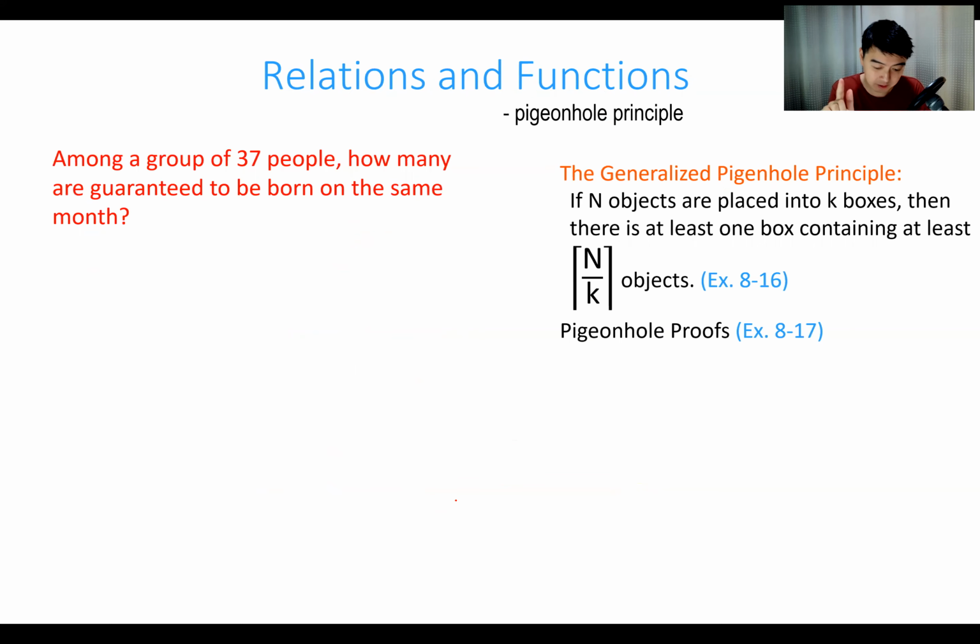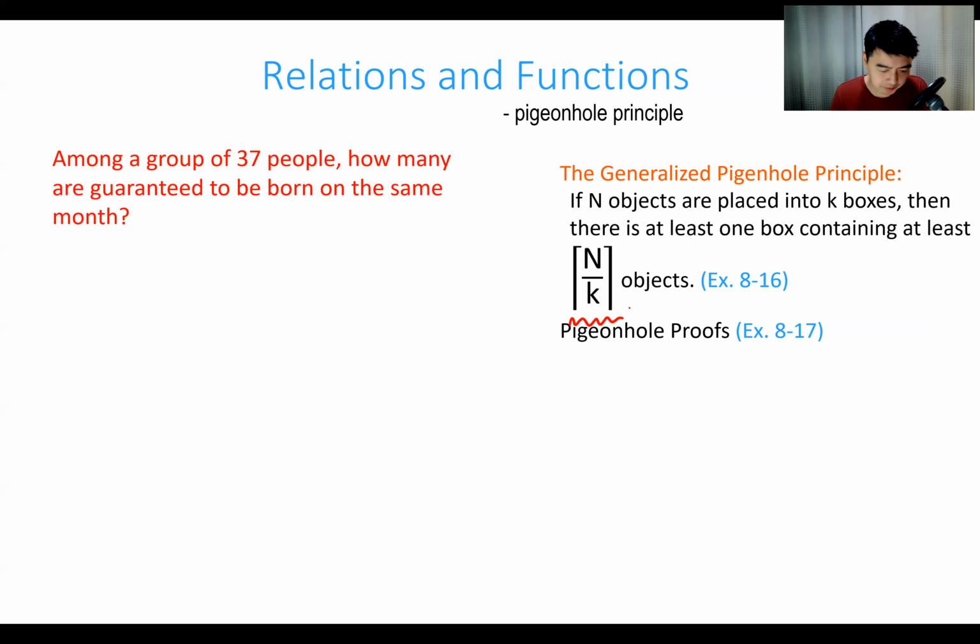But there are n objects and they're placed into k boxes, then there's a guarantee that there's at least one box containing n over k, to the ceiling, objects. Okay, now this is just an equation that we have to remember, right? There's a guarantee that one of these boxes is going to have this many objects inside. Now in a second, I'll show you where this equation is coming from, but let's do this example first.